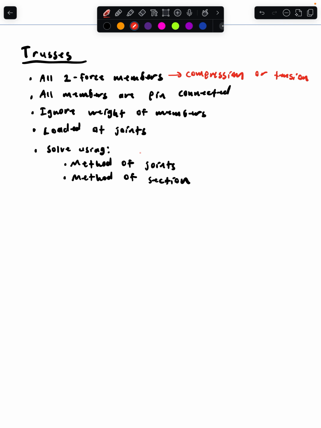And then there are two ways of solving it. One is called the method of joints, and one is called the method of sections. The method of joints, you typically use if you're asked to find the force in every single member. And then the method of sections would be used to find the force in specific members.